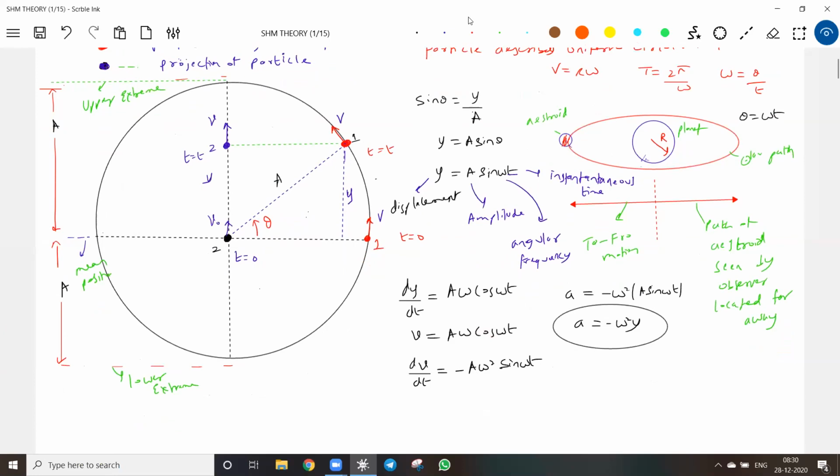Let's talk about what cos omega t is. I'll try to replace it. Cos omega t, I can write as root of 1 minus sine square omega t. What is sine square omega t? y square by a square. So v is equal to omega root of a square minus y square. So what is the speed of the particle? Is it constant? No, it will be varying.